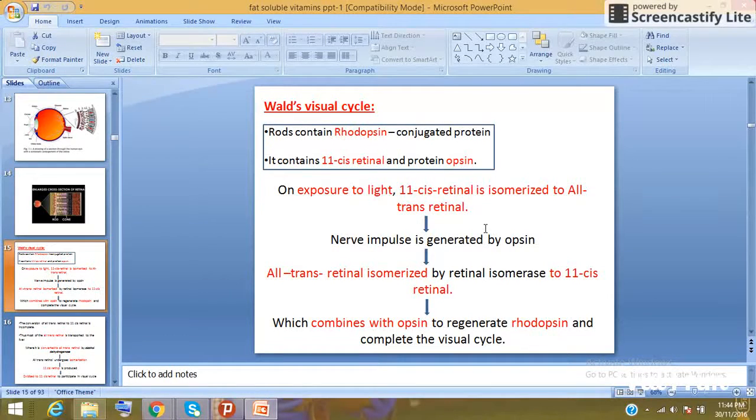This is called the visual cycle. Rods contain a pigment called rhodopsin, a conjugated protein. It contains 11-cis retinal and the protein opsin. On exposure to light, 11-cis retinal is isomerized to all-trans retinal. A nerve impulse is generated by opsin. As you can see, it is the protein opsin, and a nerve impulse will be generated by it. All-trans retinal is isomerized by retinal isomerase to 11-cis retinal, which combines with opsin to regenerate rhodopsin and complete the visual cycle.